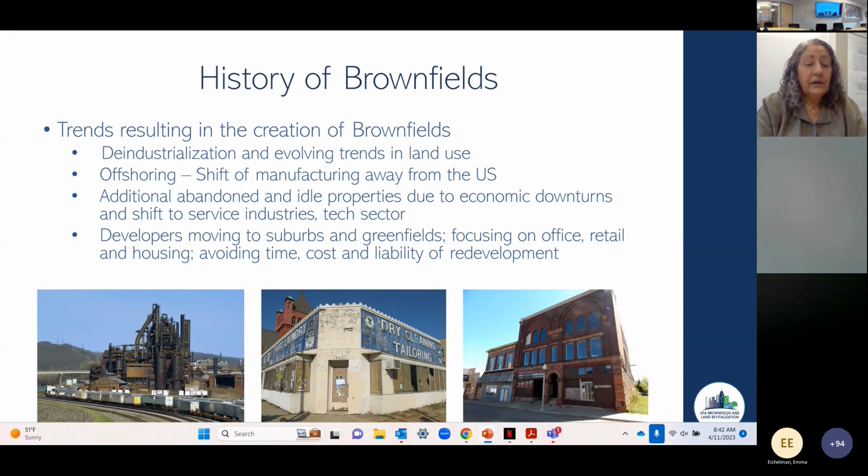It can even be as simple as asbestos and lead-based paint in a former building that makes it financially infeasible in the regular real estate market to abate that asbestos and have a productive or adaptive reuse of a building.